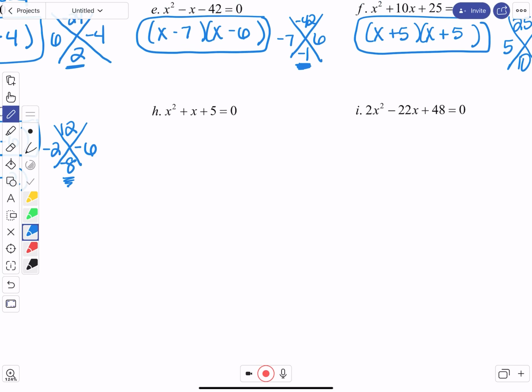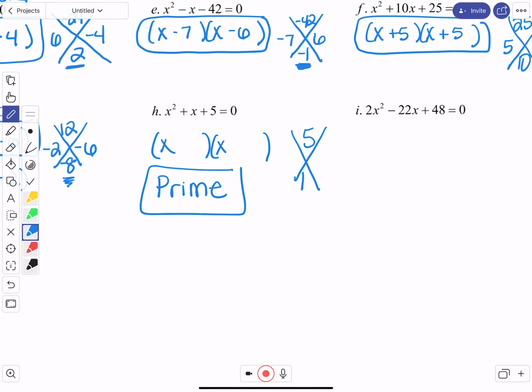All right, on H, we've got x and x. We put our 5 up top and our 1 down below. These are both positive. Two numbers that multiply to be 5 and add up to be 1. Well, the only numbers that multiply to be 5 are 1 and 5. And 1 plus 5 is 6. So there are no numbers, which means this one is called prime. Prime means it can't be factored. That's what prime means.